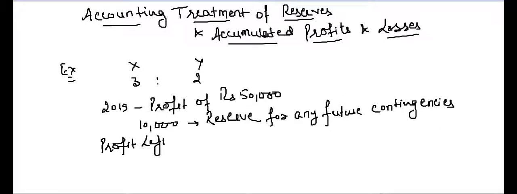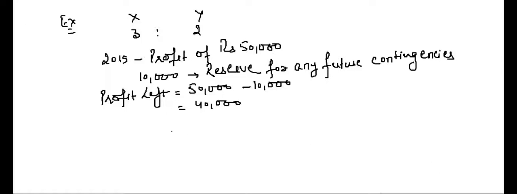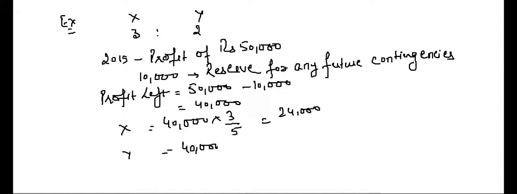Profit left is 50,000 minus 10,000, this comes to 40,000. This 40,000 profit X and Y distributed among themselves. What is X's share? 40,000 into 3/5. This comes to 24,000. Right? And for Y, 40,000 into 2/5, 16,000. They distributed among themselves.